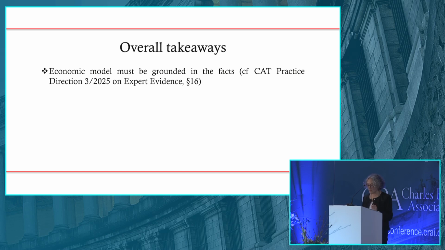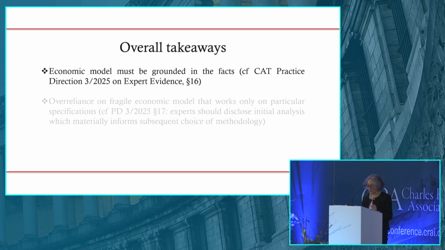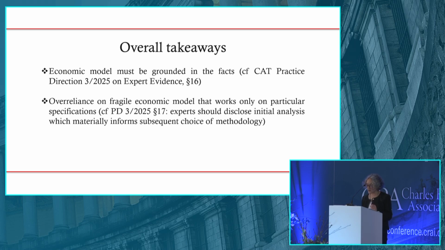And this is a point emphasised in the new CAT practice direction on expert evidence. If the facts are disputed on central issues that are the foundation of the expert modelling, then the better course is to split the trial, if that's possible, rather than spending a lot of time and money on a potentially redundant exercise, as happened eventually in Cabo. The second problem is over-reliance on a model that is quite fragile and works only on particular specifications. As you've seen, that was the problem in Stellantis.